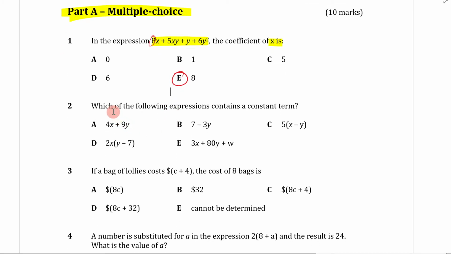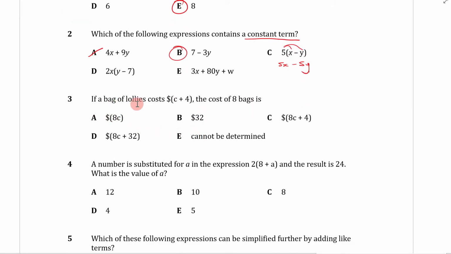All right, next one. Which of the following expressions contains a constant term? Remember, a constant term is something without a pronumeral. So if I've got 4x plus 9y, there's no constant terms there. There is here, because I've just got 7 by itself without a pronumeral. Here, they're trying to freak you out a little bit. It looks like 5 is by itself, but remember, if you were to expand this out, this is 5x minus 5y. Both of them have pronumerals. There's nothing without a pronumeral there. So your answer there, that one is B.